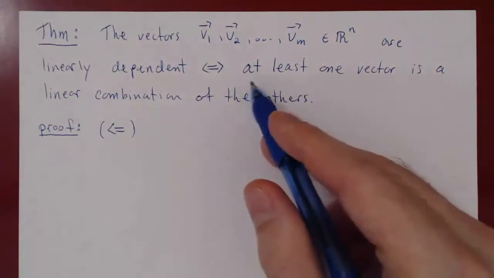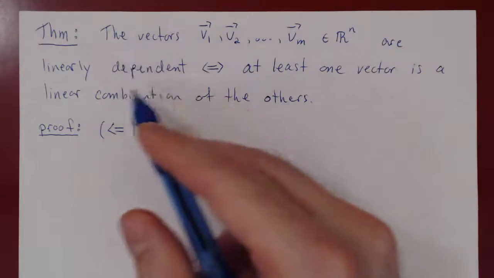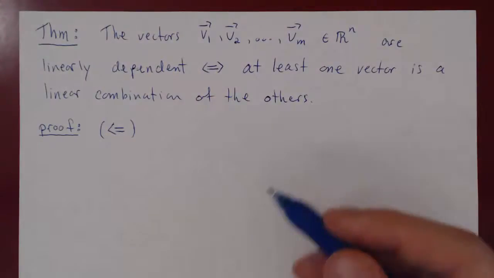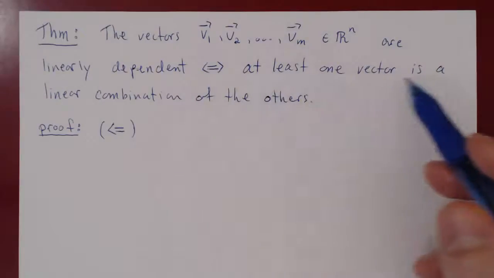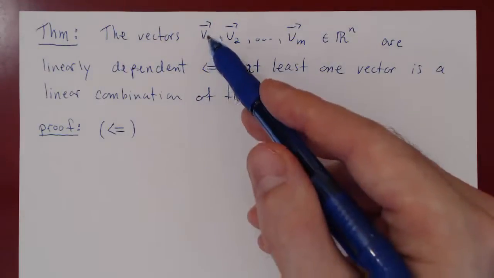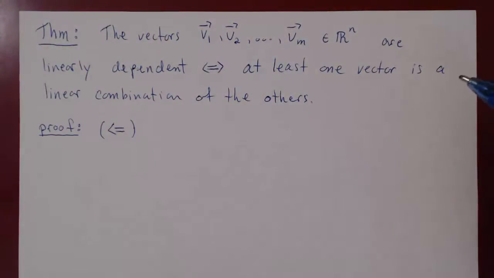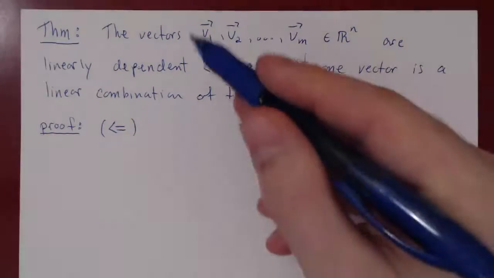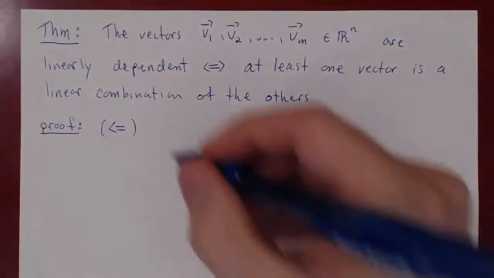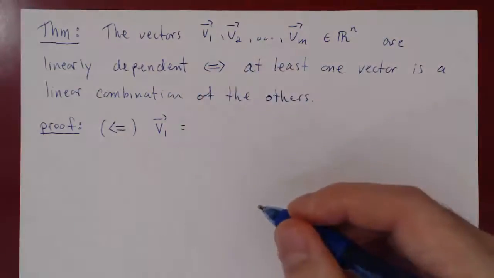So we'll prove that if at least one vector is a linear combination of the others, we will have linear dependence. So this is our assumption. Now, which vector is a combination of the others? Is it v1 that is a combination of the others, or is it v2? Well, it doesn't really matter. Whichever one it is, you can always relabel the vectors, so we can assume that v1 is a combination of the other vectors. So suppose that v1 is a linear combination of the other m minus 1 vectors.